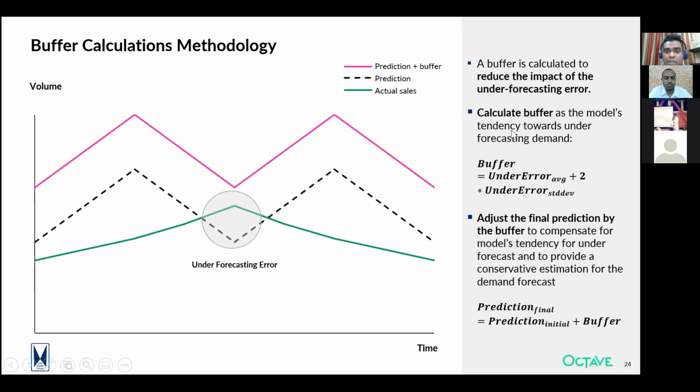Here we take the error and understand the error distribution. Based on that, we come up with a buffer. Here the buffer is the average under forecasting error plus 2 standard deviations. Once you add this buffer, you can see the pink one, the prediction plus buffer, is higher than the actual sales. Of course, you are introducing some over forecasting error, but that is fine. It's up to the business. If they want to reduce the under forecasting error and the loss of sales, it's okay to add the buffer.